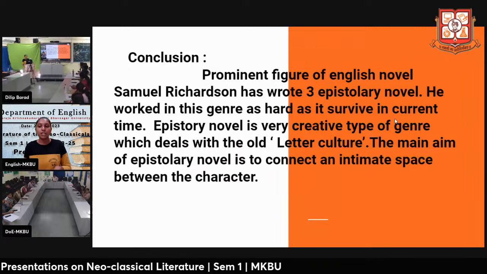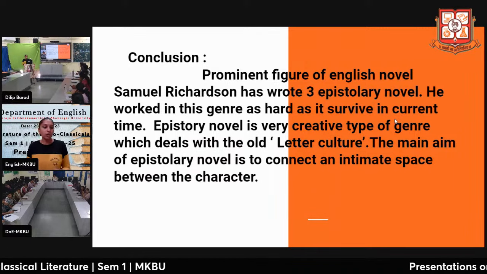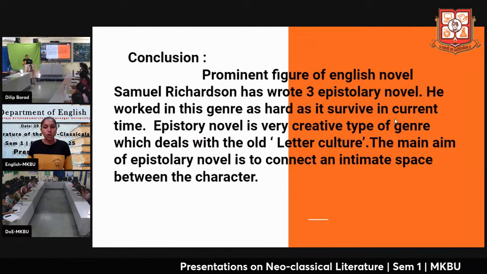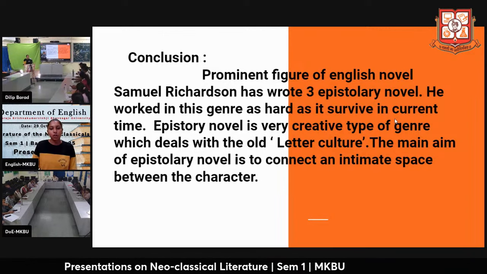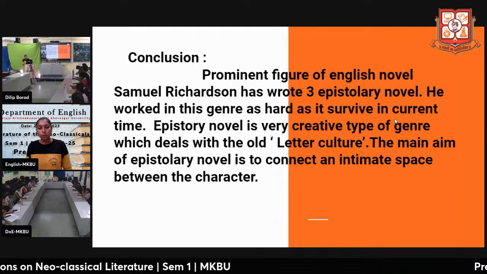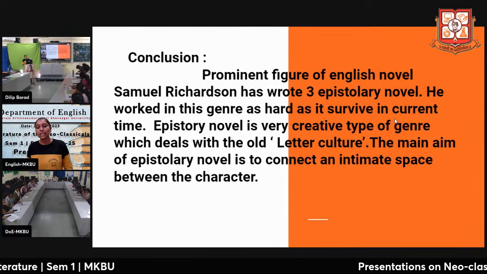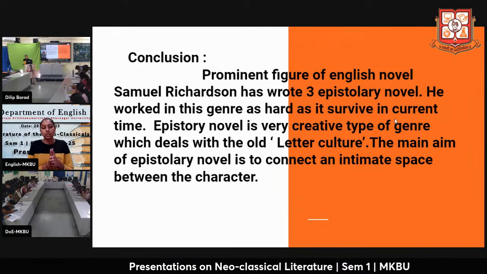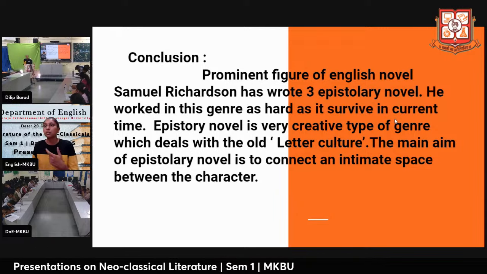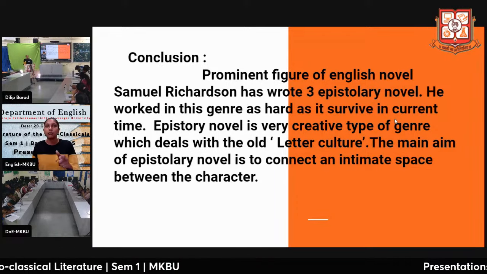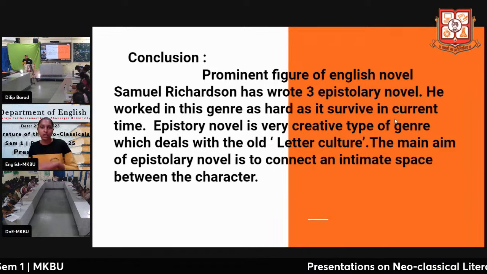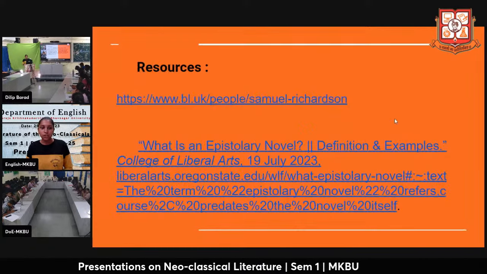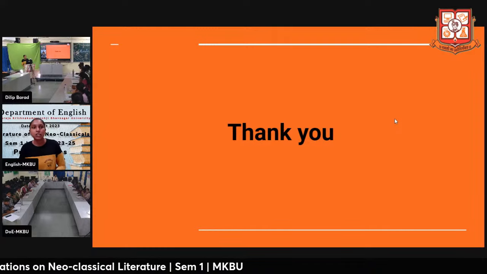A prominent figure of the English novel, Samuel Richardson wrote three epistolary novels, as I mentioned. He worked in this genre so hard that it survives in current times. The epistolary novel is a very creative type of genre which deals with the old letter culture. The main aim of the epistolary novel is to create an intimate space between the characters, which we can easily notice in an example of an epistolary novel, Frankenstein. Here we can see how all three characters are connected by letters only. So here are some references, and thank you. We can discuss the questions now.